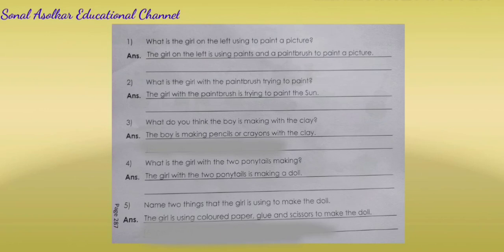Question number 4. What is the girl with the two ponytails making? Answer. The girl with the two ponytails is making a doll. Question number 5. Name two things that the girl is using to make the doll. Answer. The girl is using colored paper, glue and scissors to make the doll.